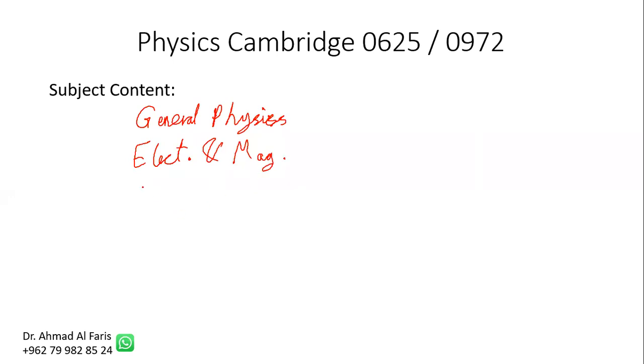Okay. Now, also, we have to know the content. We have 5 topics here. The most important topic is general physics. Usually they bring a lot of questions about it. Then we have electricity and magnetism. That's the second most important topic that they bring a lot of questions about. Then we have thermal physics and waves, and one question about nuclear physics in paper 4.